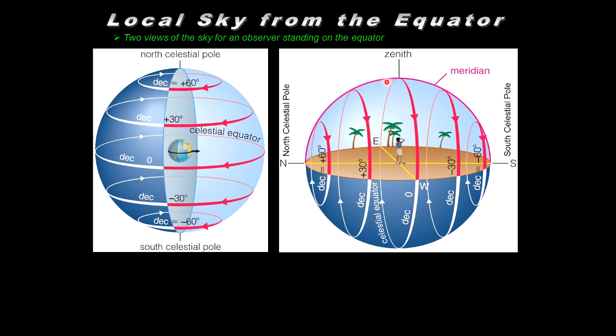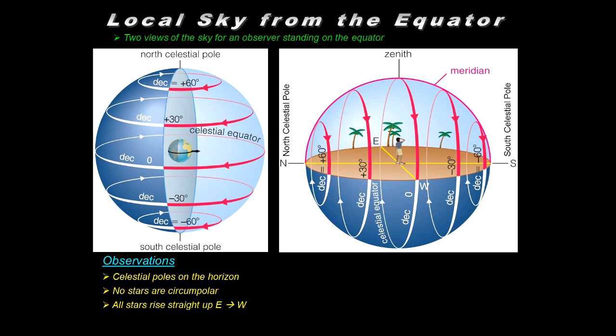Then you see the stars coming right above you and passing over you from east to west. So the celestial poles are on the horizon: North Pole, South Pole, North Celestial Pole, South Celestial Pole. No stars are circumpolar. There isn't a single star that's either always in the sky or never in the sky. The stars all go straight up from the east and set straight down in the west. But it doesn't mean it's due east and due west. But on the eastern side of your view, they're coming straight off the horizon.